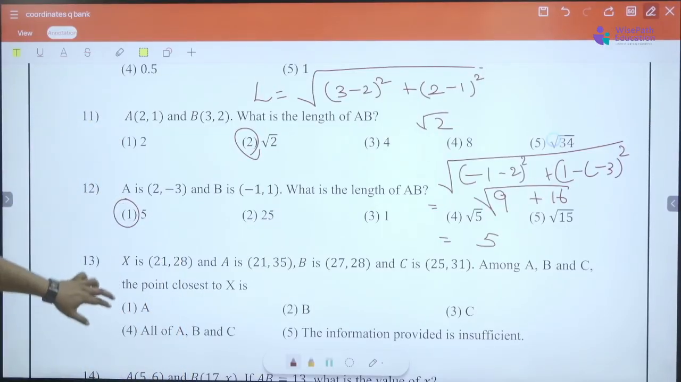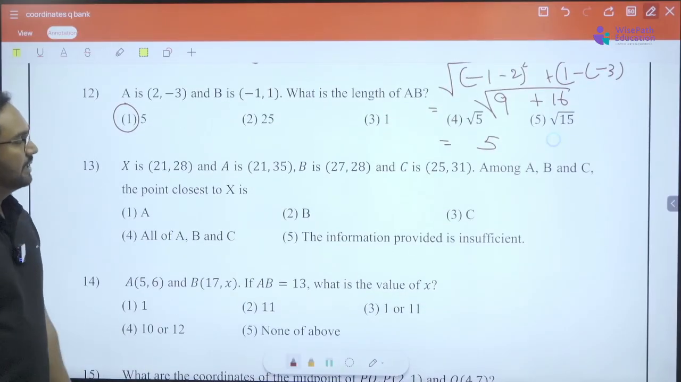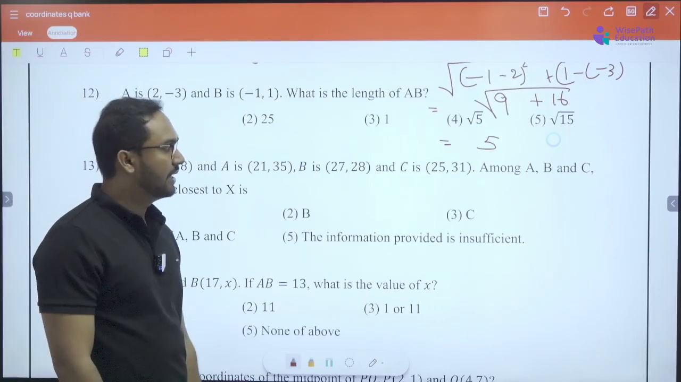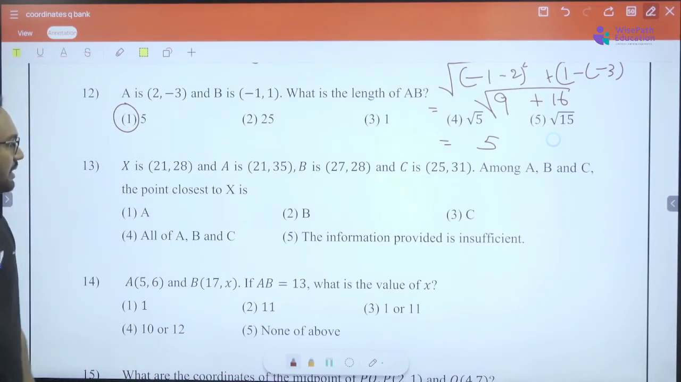Right. To the next question. 13: X is (21, 28), A is (21, 35), B is (27, 28) and C is (25, 31). Among A, B, C, which point is closest to X? So you have to check all the values.